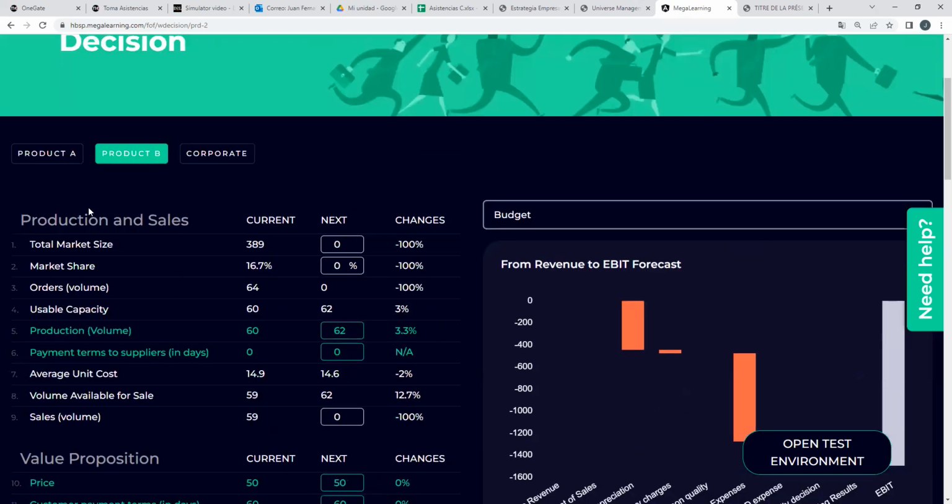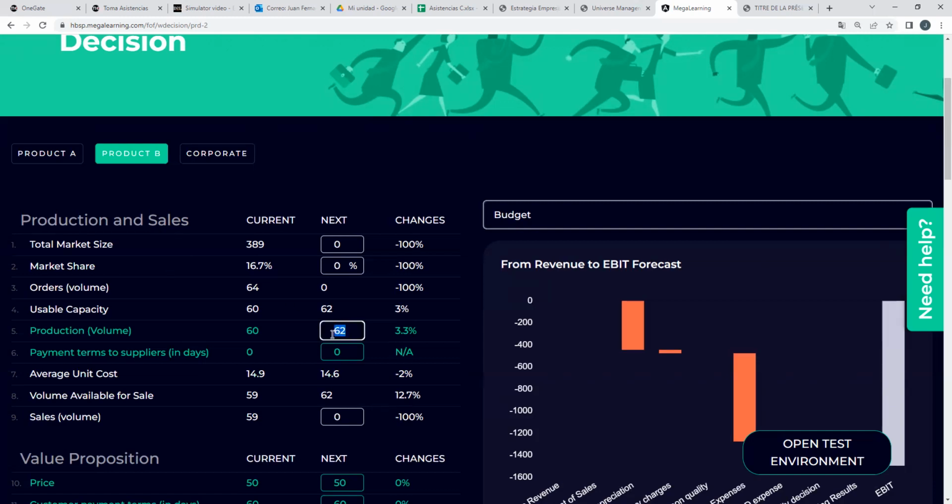So here we have the information about productions and sales. Here we have some white boxes. Those white boxes are assumptions. And remember that the boxes of your color are decisions. So let's begin with the decision: production volume.